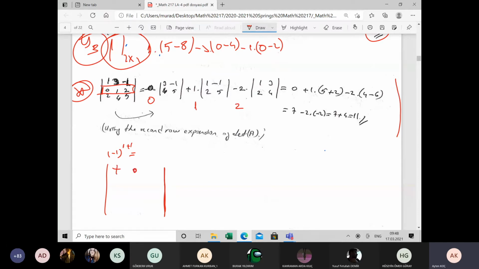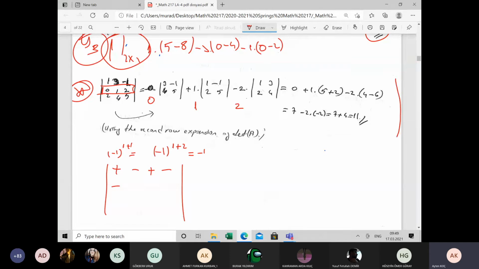If, for example, this were a 4 by 4 matrix, this one should be minus. And look at this one: second row, first column. So minus 1 to the 3, which is minus 1, so this one should be minus. So we get the rule. Which rule? Start with plus, and then minus, plus, minus.